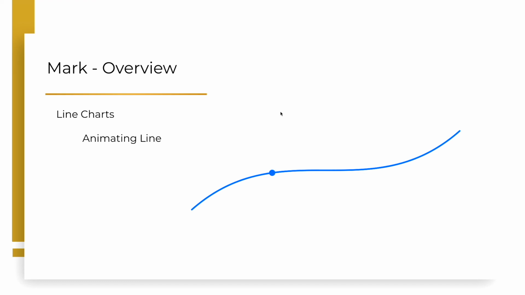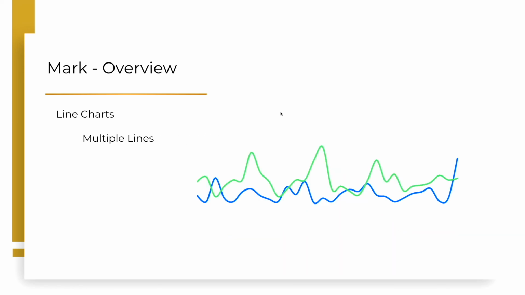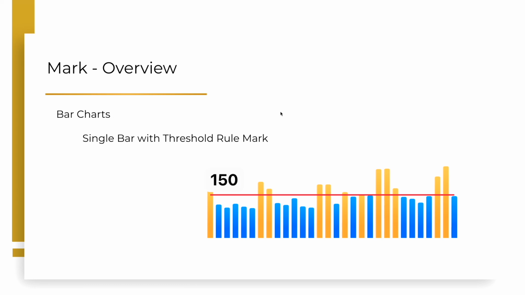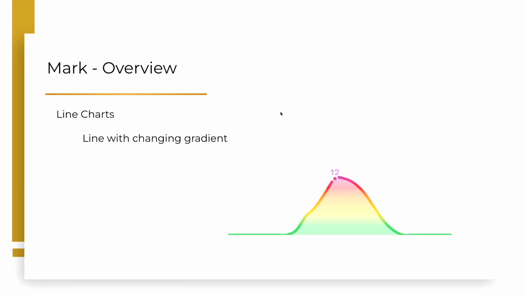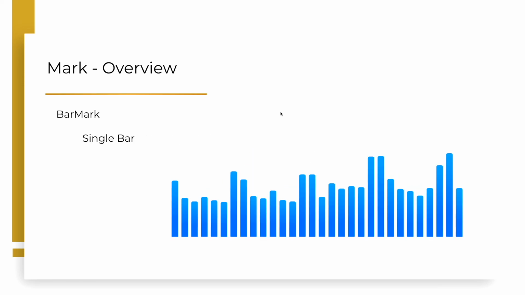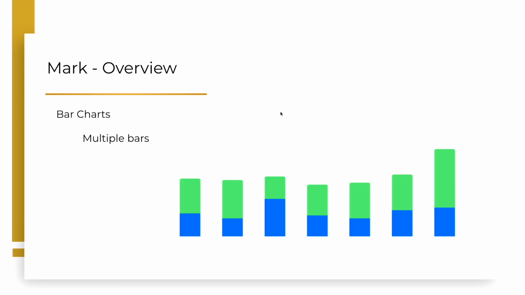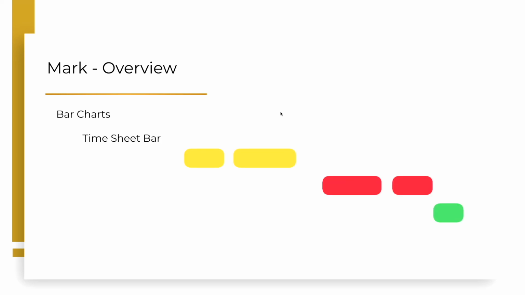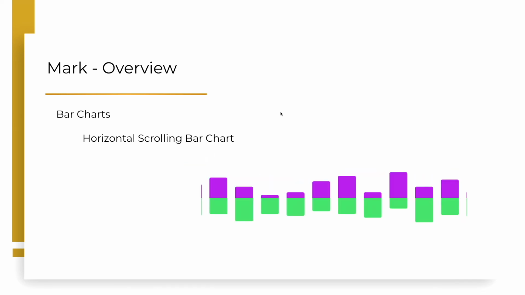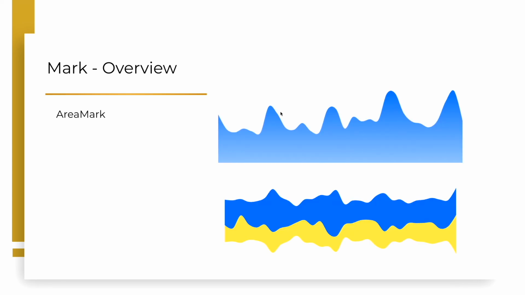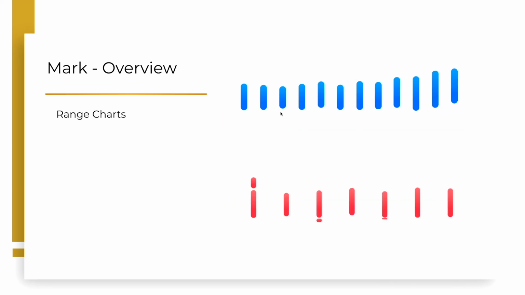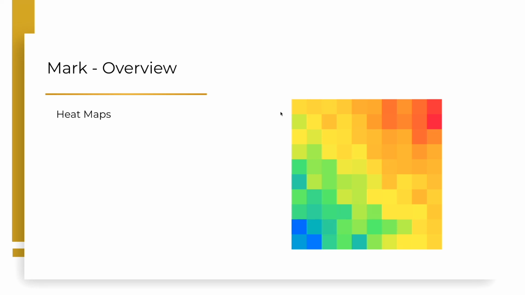It's so easy to animate the line, and you can also show different gradients, multiple lines, single bar, multiple bar, pyramid, timesheet bar, sound bar, area bar, mark, depending on what you want to display. Heat maps.